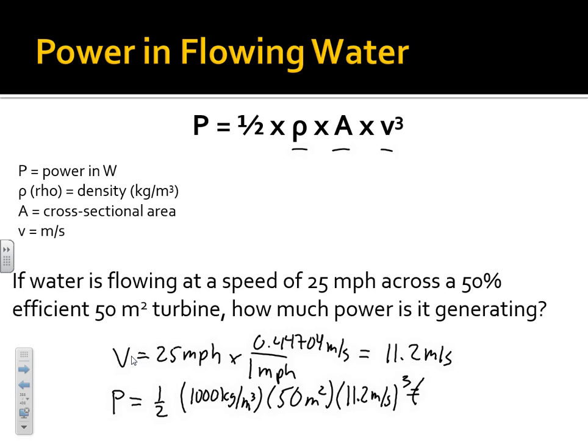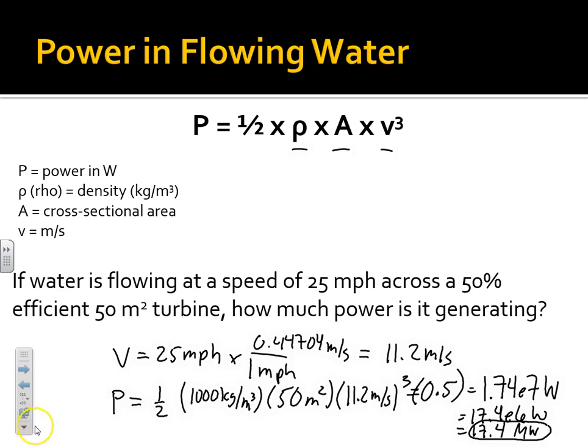Oh, and sorry, let's do the times the efficiency, right? So 0.5 is our efficiency, so we're getting half of that out. If we include that, we get 1.74 times 10 to the 7th. Remember, this is in watts, so we can convert that to 17.4 times 10 to the 6th watts, which is 17.4 megawatts. And there, dear friends, is your answer. Given all these specs, it's going to be 17.4 megawatts of power. Again, this assumes a 50% efficient turbine. Okay, and that's it for this lesson.